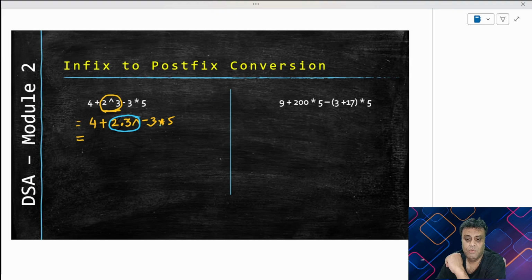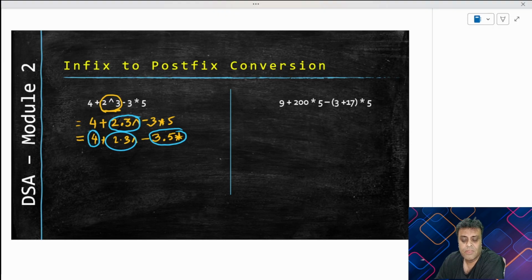Which one do we do? We do 3 star 5, right? We don't do this number minus 3. Minus has lesser precedence than star. So what we will do is we will say 4 plus 2.3 exponent minus of 3 star 5. For 3 star 5, we will write 3, we will write 5, and then we will move the star to the right of it. And therefore, now we have this as one number and this as one more number, right? So these two are separate numbers. And this of course is one more number for us, right?